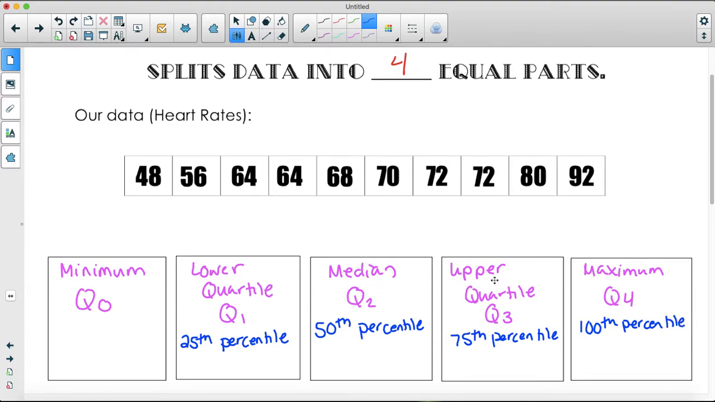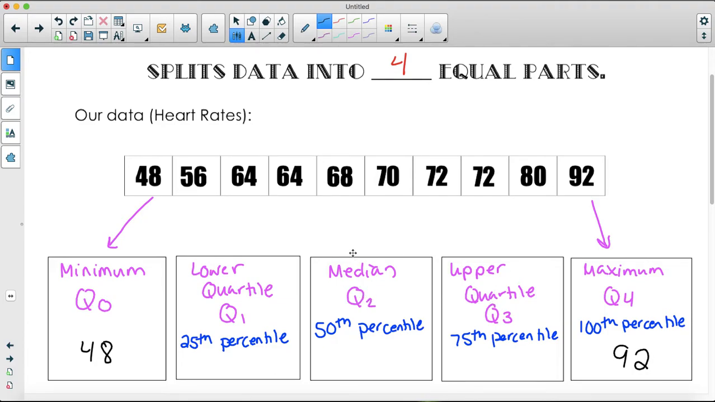Now, when we are finding these values, it's generally easy to find the minimum and the maximum because they are the lowest and the highest value. So the minimum would be the smallest value, in this case 48. The maximum will obviously be the highest value, which in this case will be 92.